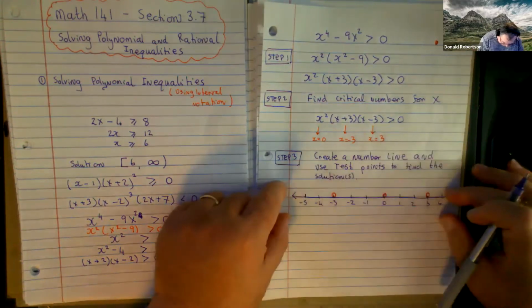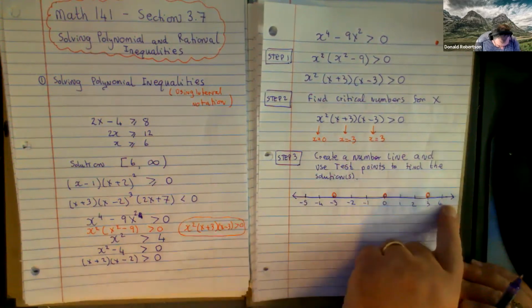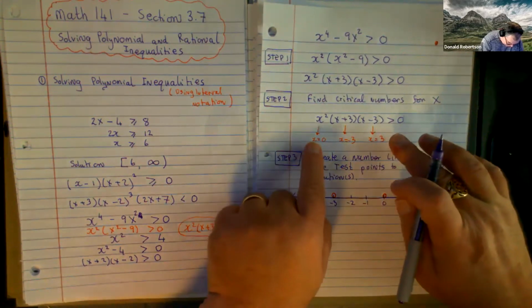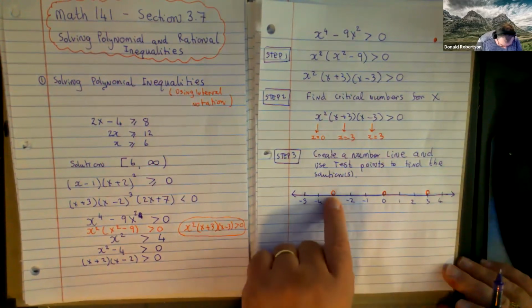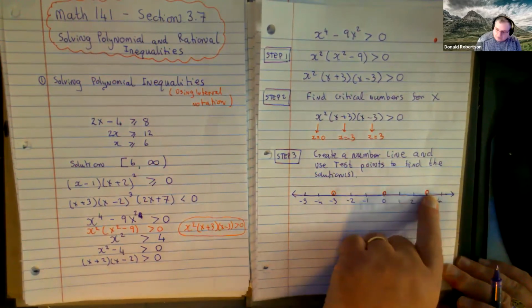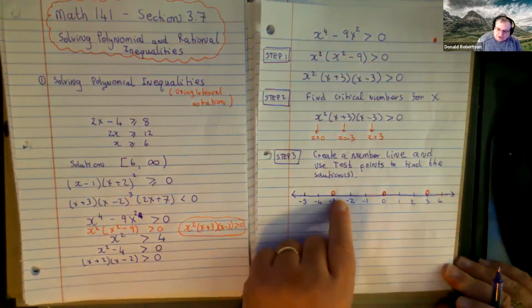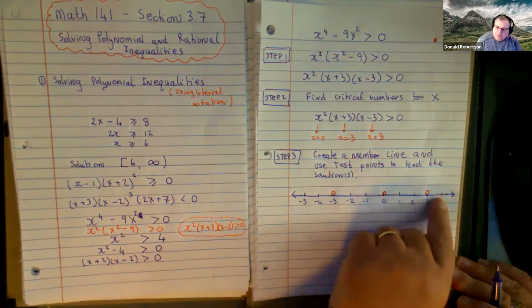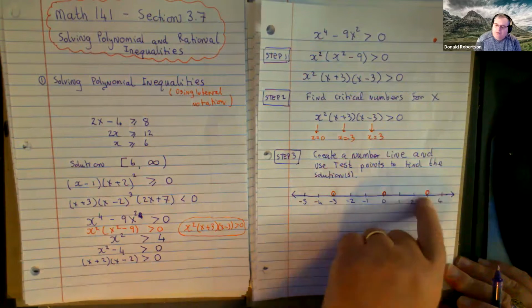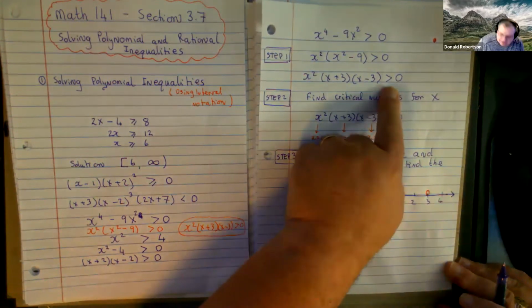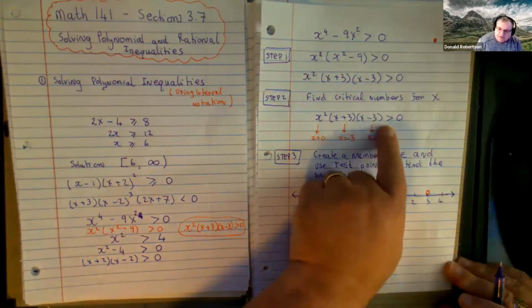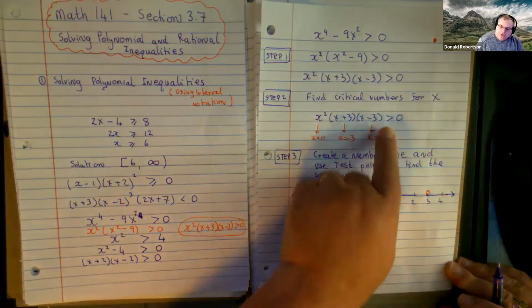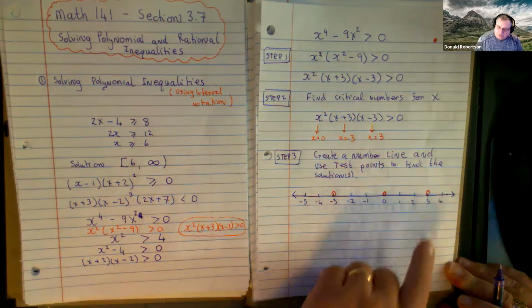So that's what the number line looks like. Draw a number line with numbers that can at least contain these and maybe a couple extra. On the number line, put the critical numbers, their position, and either an open circle or a solid dot. If that says greater than, everybody is an open circle. If that says greater than or equal to, everybody is a solid dot.